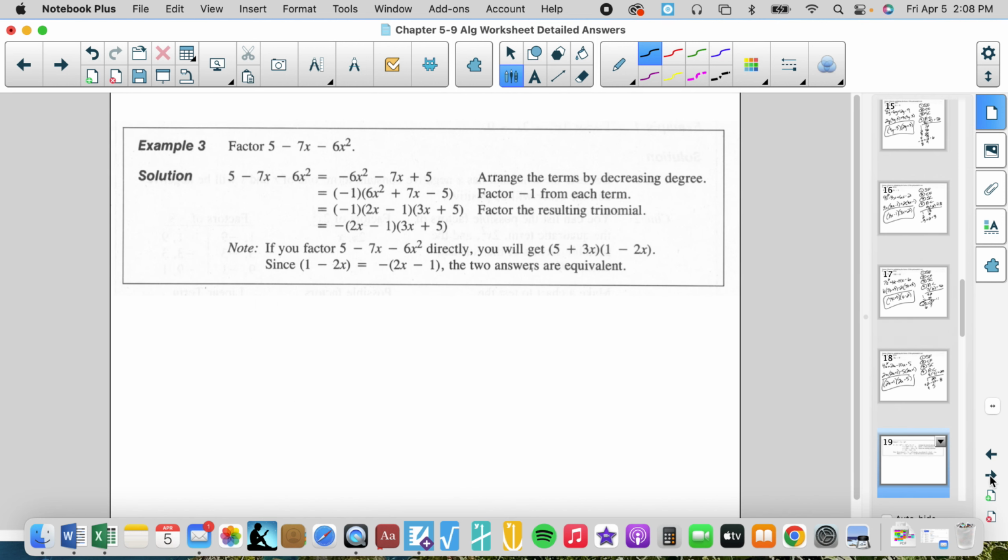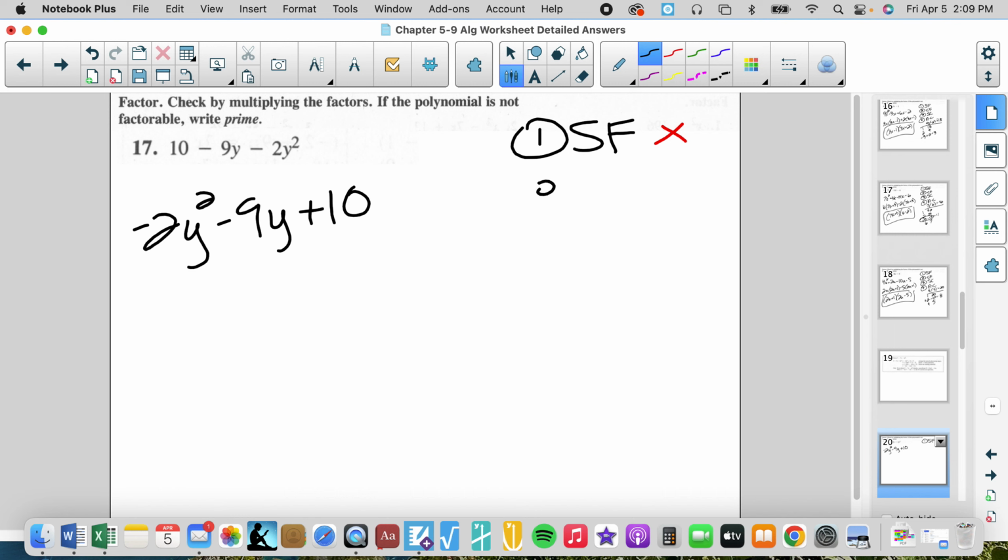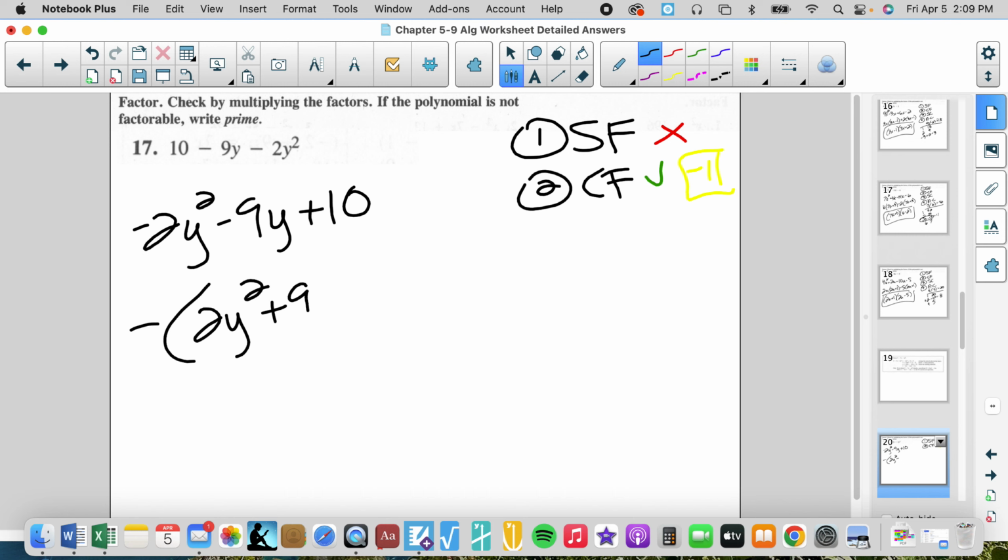All right, what do we got here? So standard form, no, it's not in standard form. So let's rewrite it in standard form. Number 2 is common factor. Yes, there is a common factor. There's a negative 1 that we have to factor out. We're going to factor out that negative. That gives us 2y squared plus 9y minus 10.